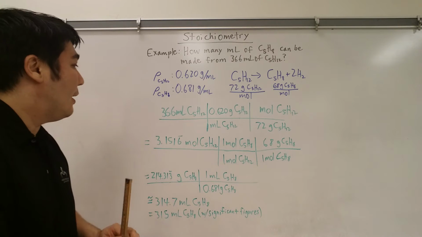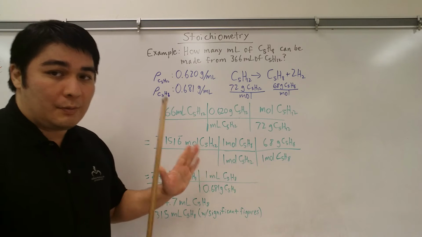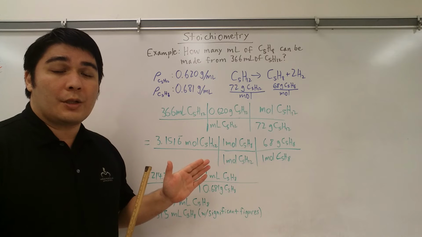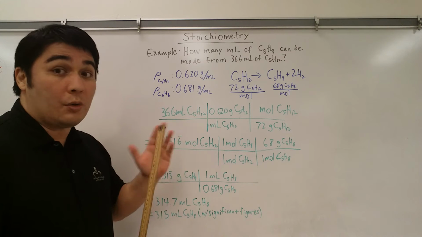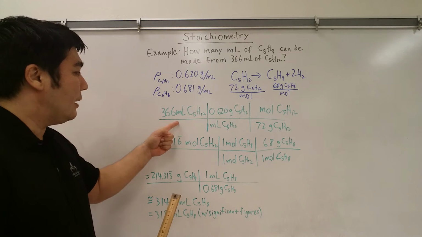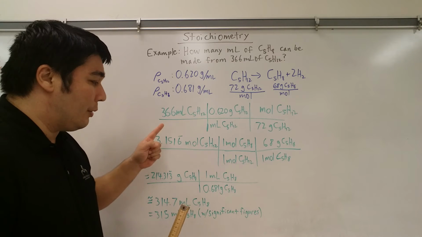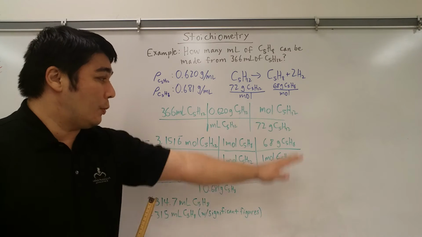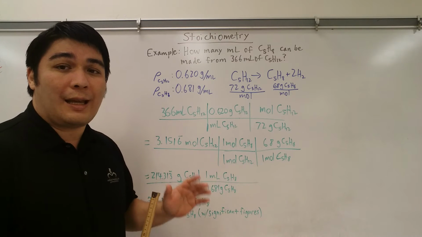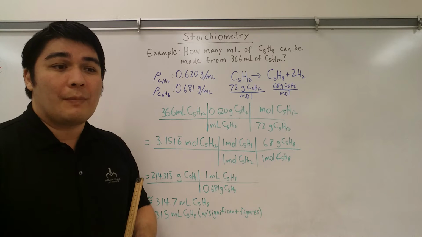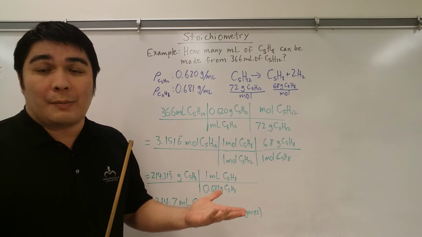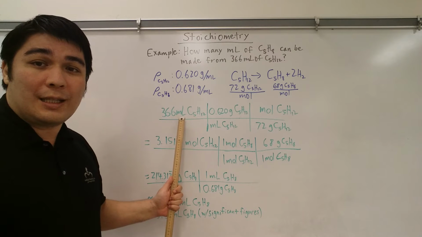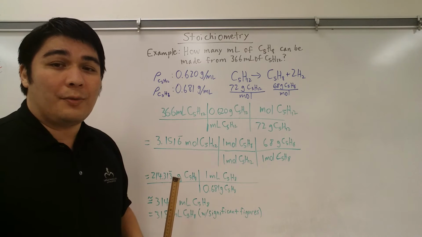So let us begin. Sorry, before I begin, I should also mention that the whole goal of this is to go from milliliters of C5H12 all the way to milliliters of C5H8. So all of this work that you see is the process to get that one conversion, which is exactly what this problem is. So let us begin. We start with our original quantity, 366 milliliters of C5H12.